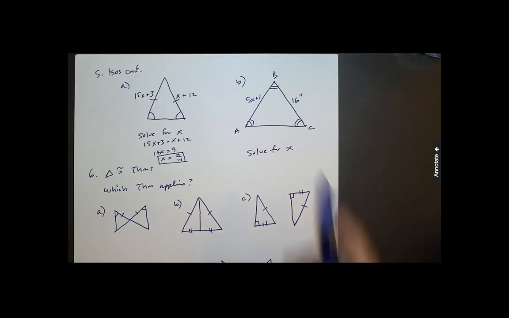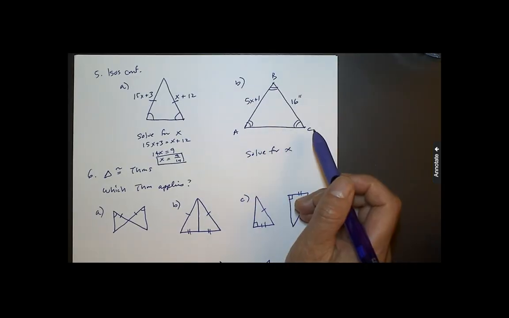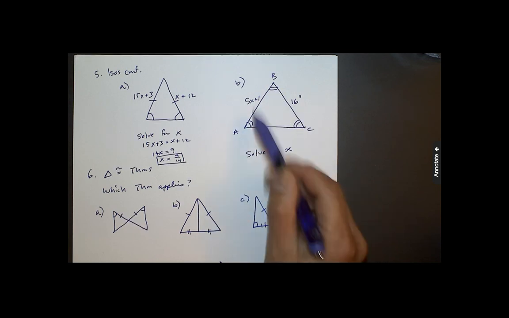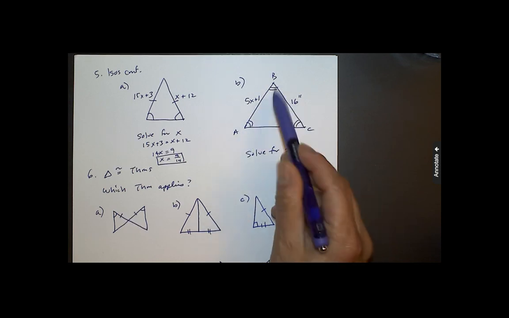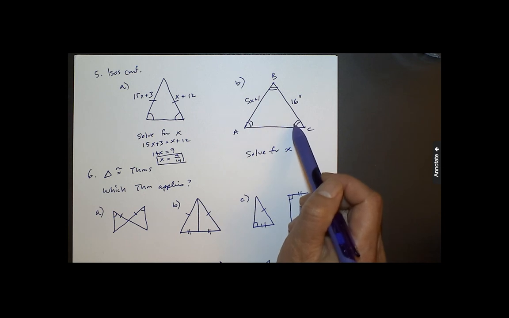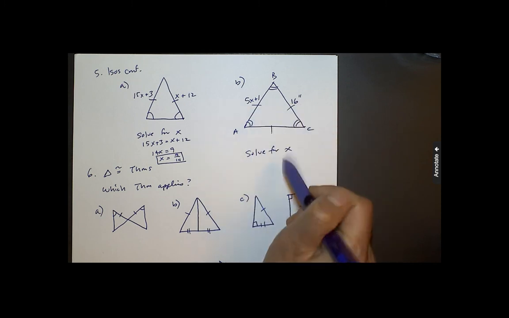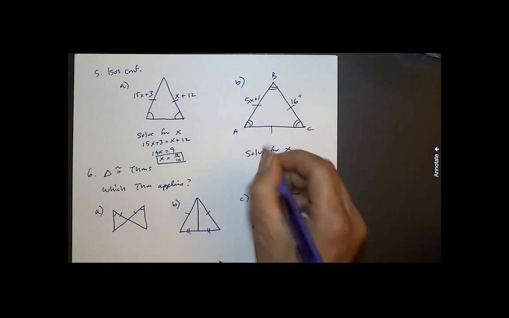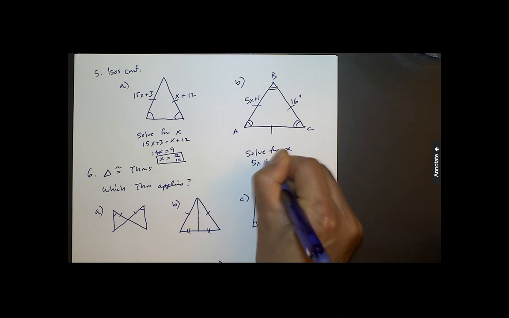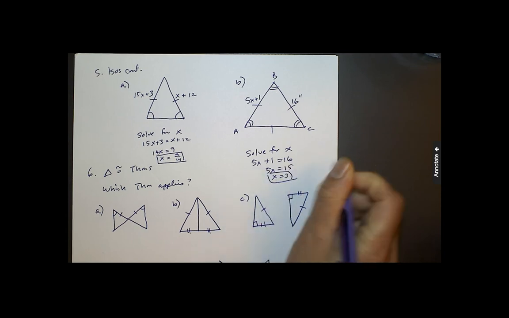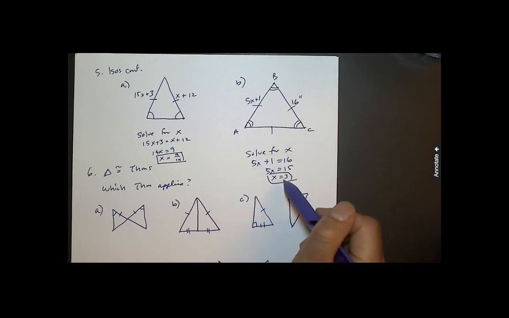This problem also says solve for x. This has an angle congruent, an angle congruent, an angle congruent, so we know that this is equiangular. It's a 60-60-60 triangle. We know that equiangular triangles are also equilateral, so the sides are congruent, congruent, congruent. So we can set up this equation: 5x plus 1 equals 16. So 5x equals 15, so x equals 3. And it just says solve for x, so we're done.